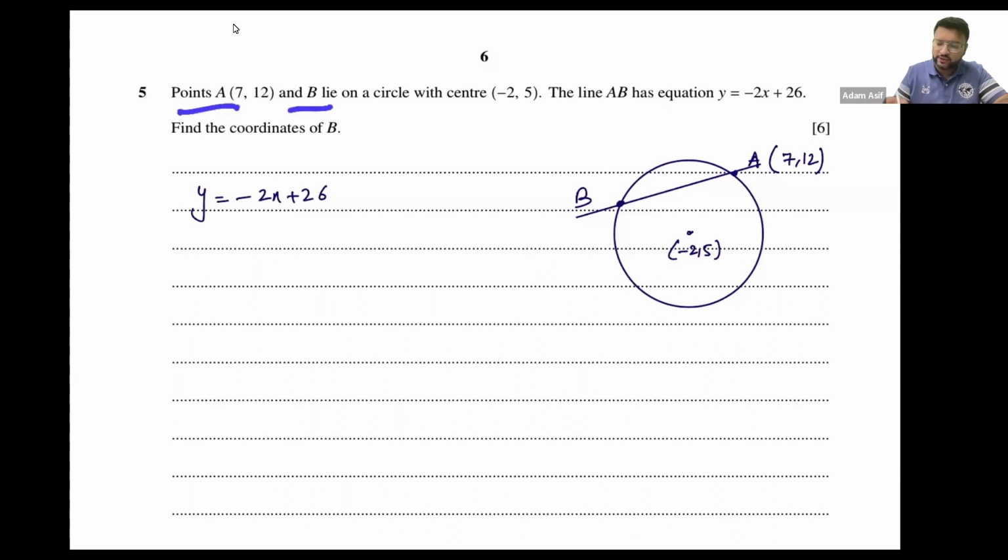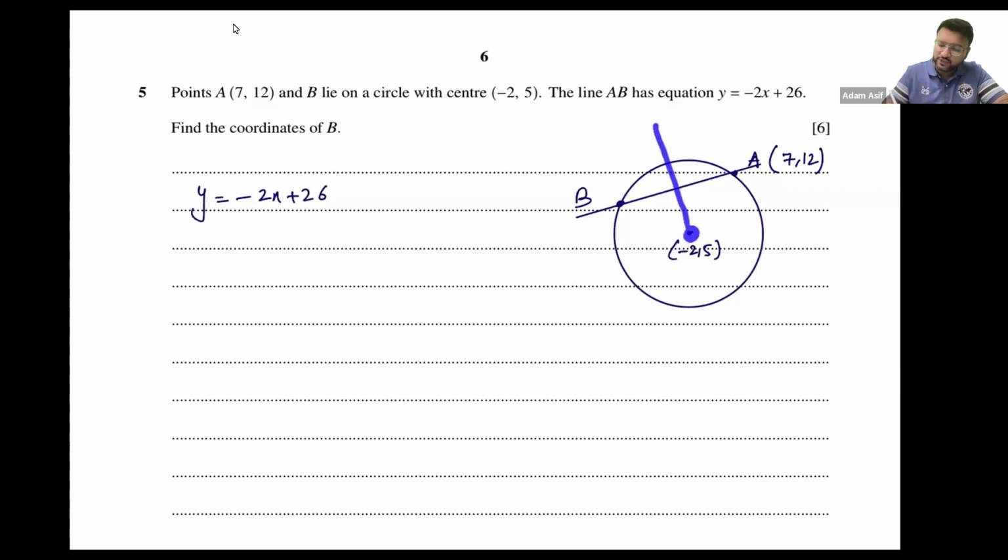Point A and B lie on a circle. So circumference पे कहीं पे भी हो सकते हैं A और B. Center है -2, 5. The line AB has this equation. Now, what we call this line? A line that touches the circle at circumference at 2 points but does not pass through the center is called a chord. So one of the property of the chord was that the perpendicular bisector of the chord will always pass through the center of the circle.